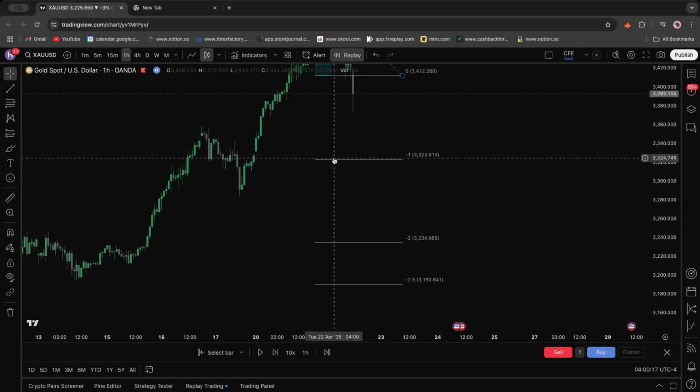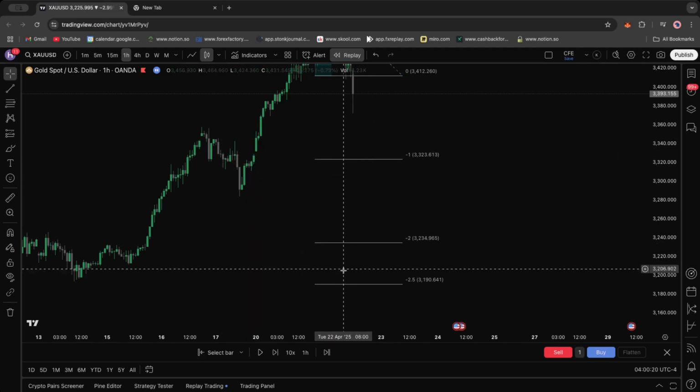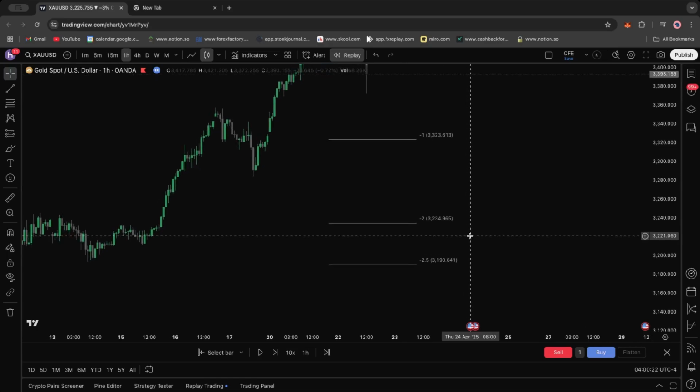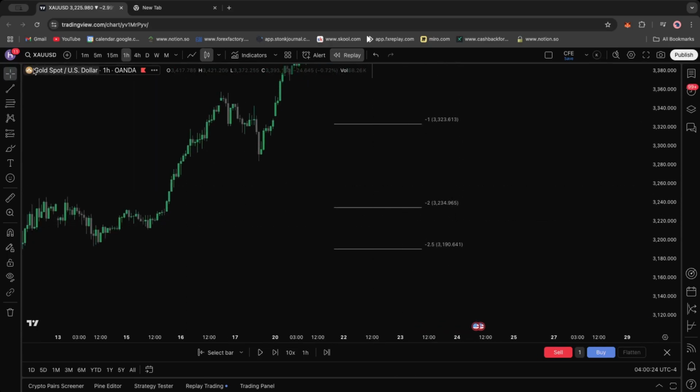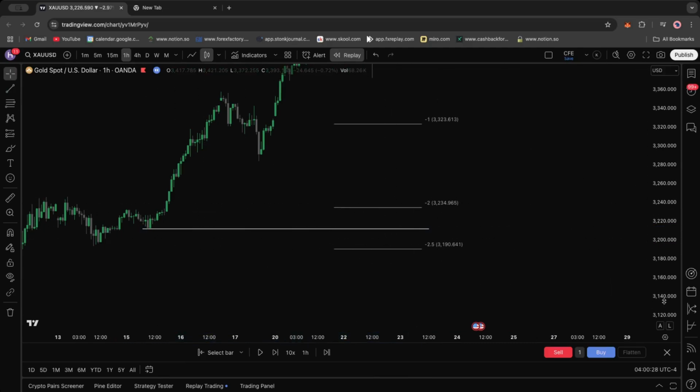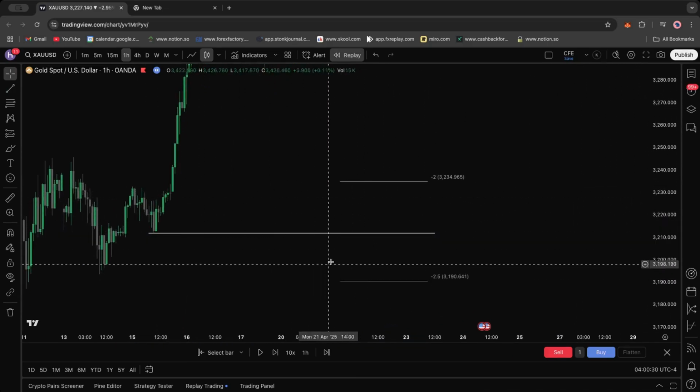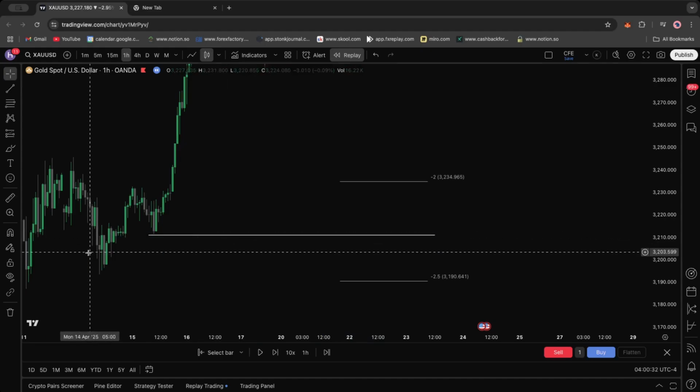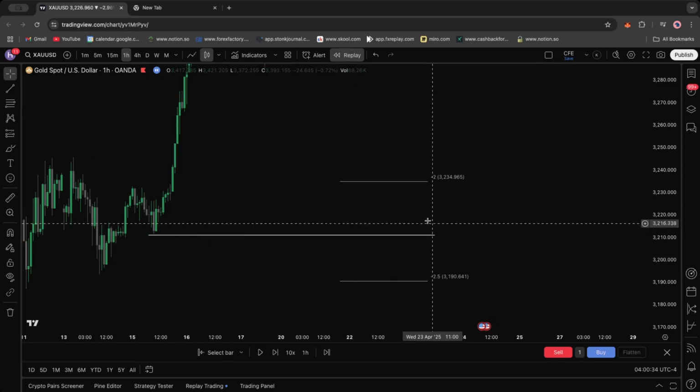So if we start at the 1, we do have this gap here. We are in a fair value gap. However, I personally like to use the 2 to 2.5 area. So if you look here, you can see we have this swing low right in the middle or just below the middle of the 2 and 2.5. So this could be a great area to target.